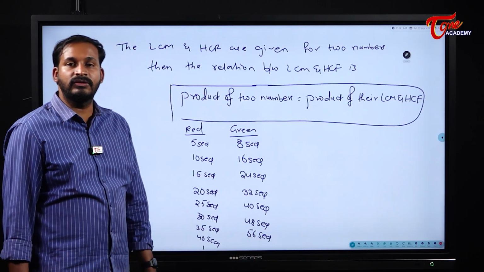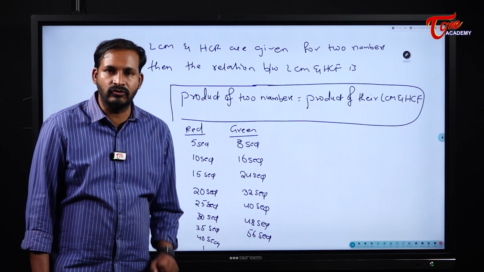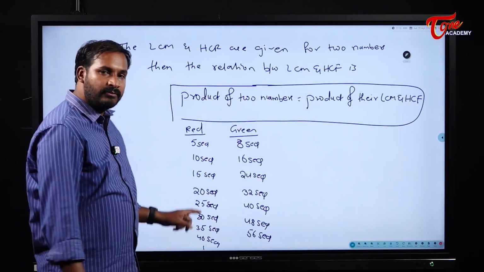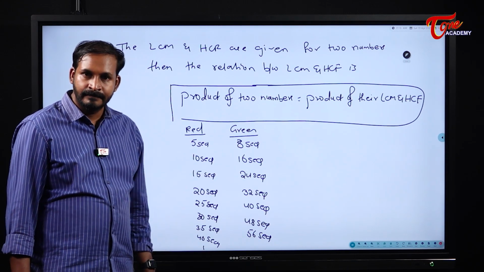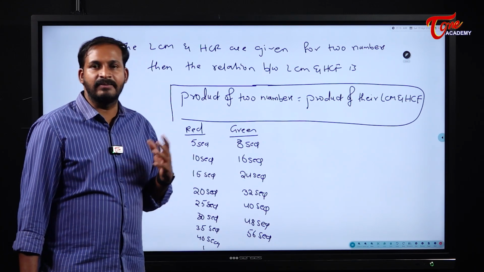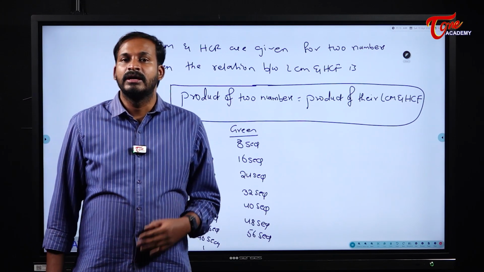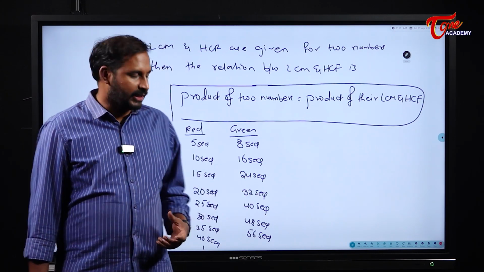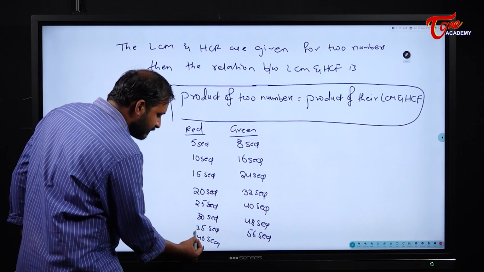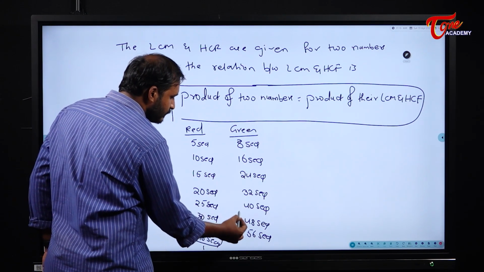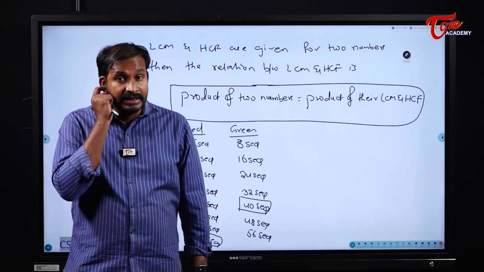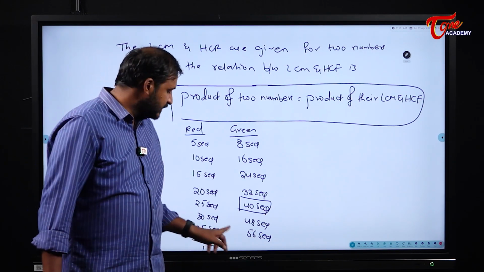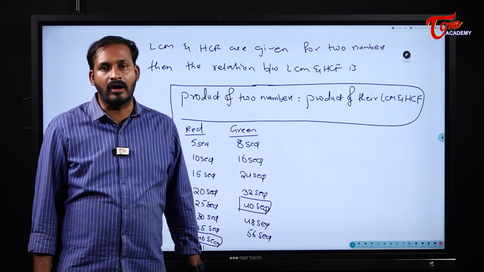Now, when they both blink simultaneously, tell me at what times they are blinking together. They are multiples, right? First of all, tell me the common multiples. That means at 40 they will blink simultaneously. Why? Because both will blink at the 40th second. Next at 80, next at 120. These are common multiples.